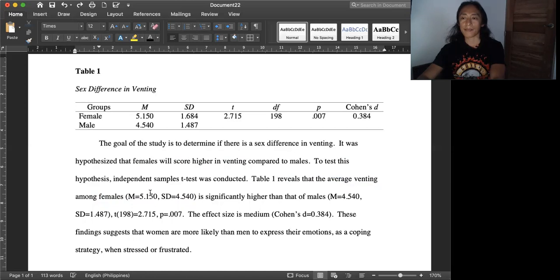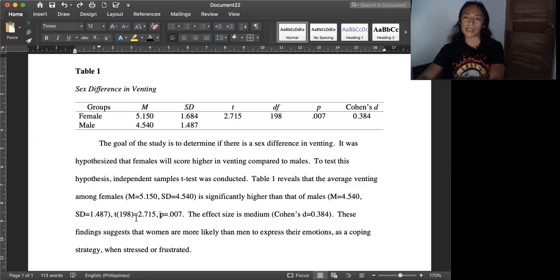They are paired, and then is significantly higher than that of males. So I mentioned the other group, and so I injected the other statistics. So this is the mean and standard deviation for the males, and then separated by a comma, I indicated the result of the t statistics.